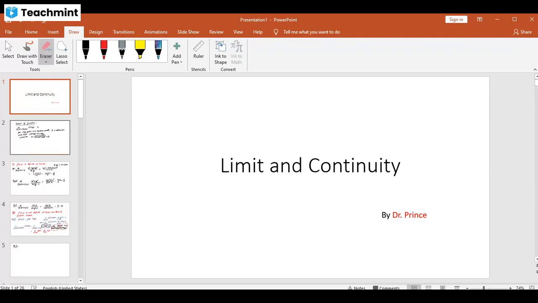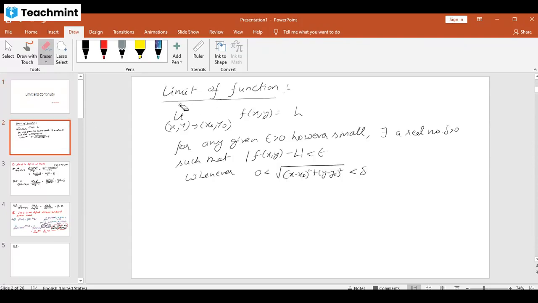So let us start. Firstly, in the last video, we discussed the definition of the limit of a function, that limit (x,y) approaches (x naught, y naught) of f(x,y) equals L. What is the meaning of this expression? It means that if we consider a very small number epsilon, then there exists a real number delta, again a very small number, such that the difference between these two numbers is less than epsilon whenever the square root of (x minus x naught) squared plus (y minus y naught) squared is less than delta.